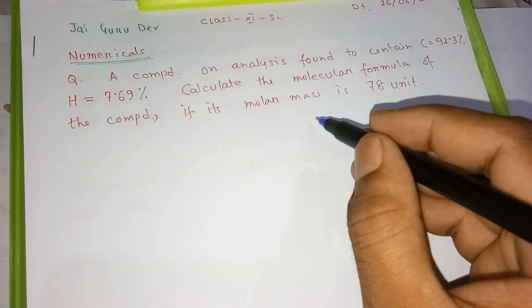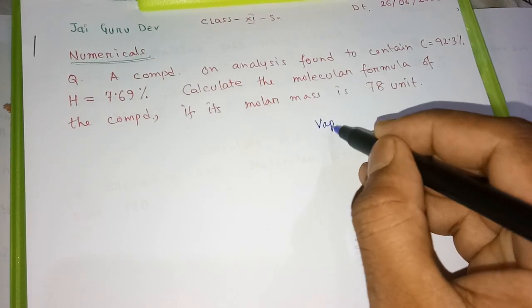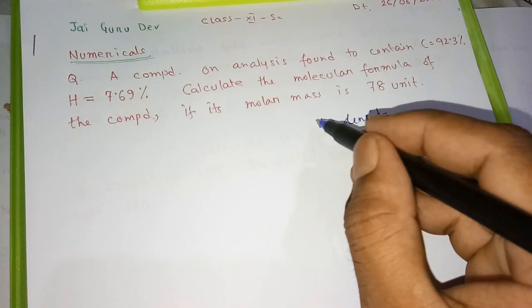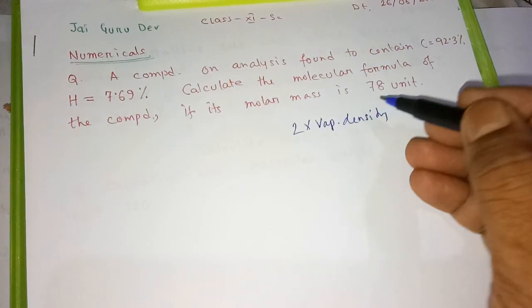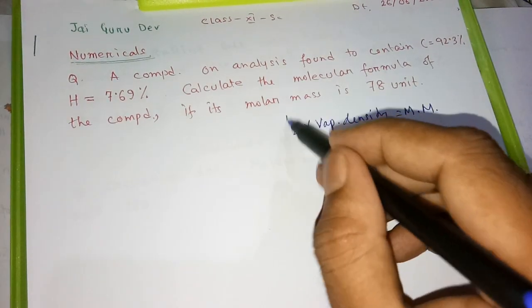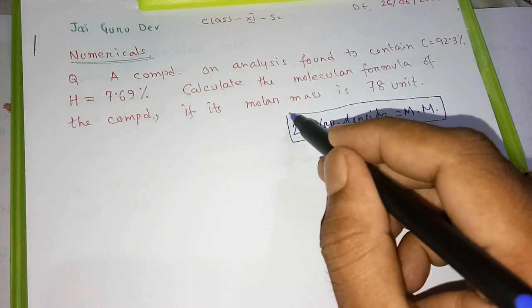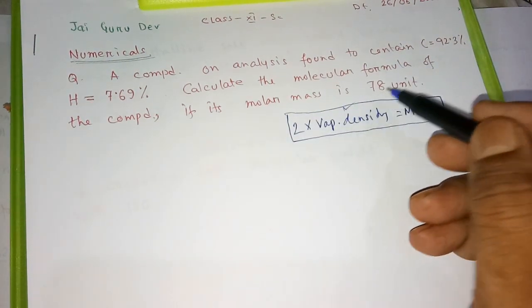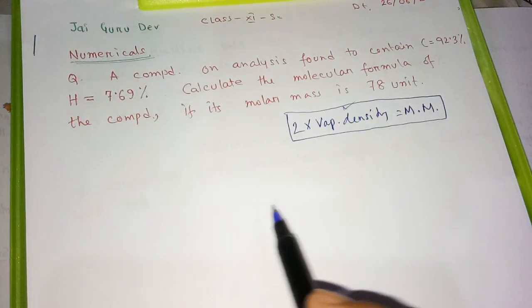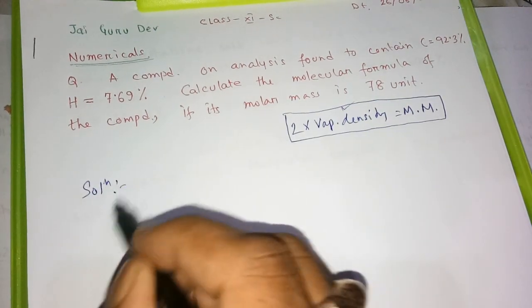Before going to that, students, one more point I want to tell you: sometimes in the question we are going to get the vapor density. So actually 2 into vapor density is your molecular mass. In some questions you may be confused about the vapor density, actually it is not in the NCERT syllabus, that is why we are not taking this one, but 2 into vapor density is the molecular mass, that you also understood. Now we are going to solve that particular problem.